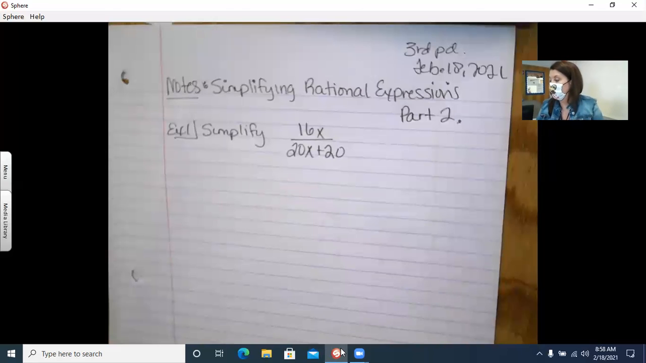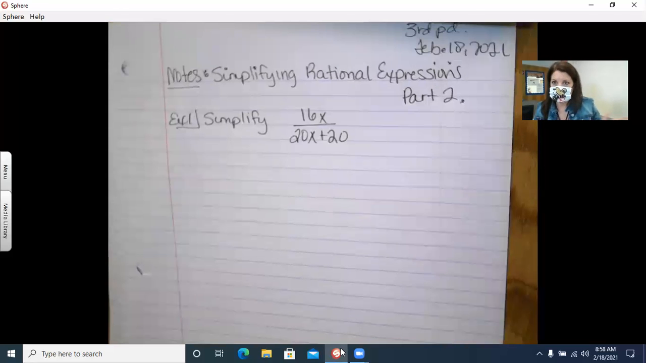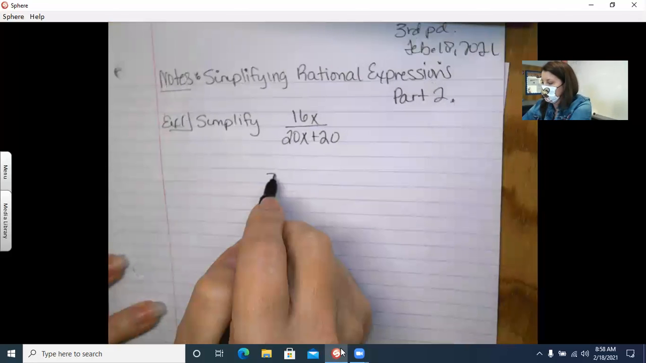But to simplify this, first thing we're gonna do is factor anything that we can, because after we factor, we might be able to reduce something, okay? If you have a monomial that's just one term, you don't factor a monomial. You can, but it's not necessary. So my numerator cannot be factored. I'm just gonna rewrite it.